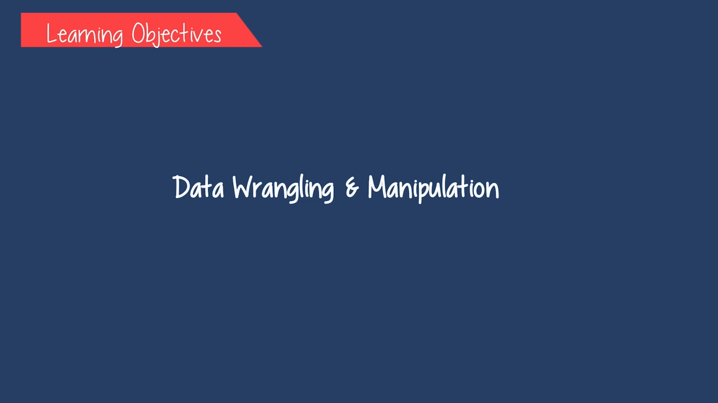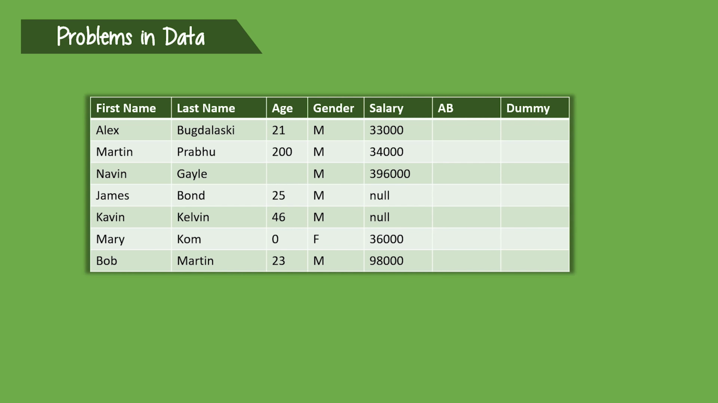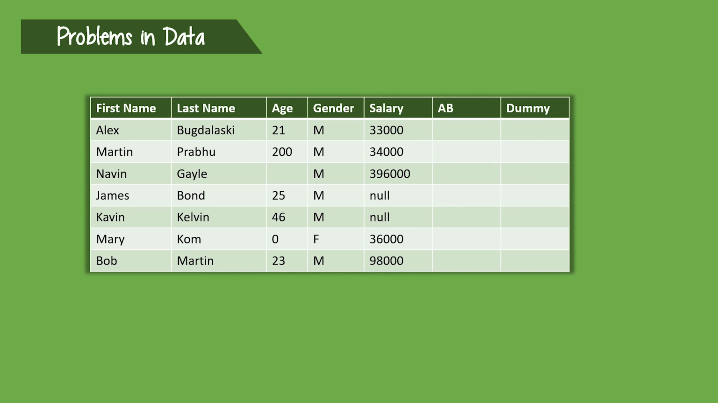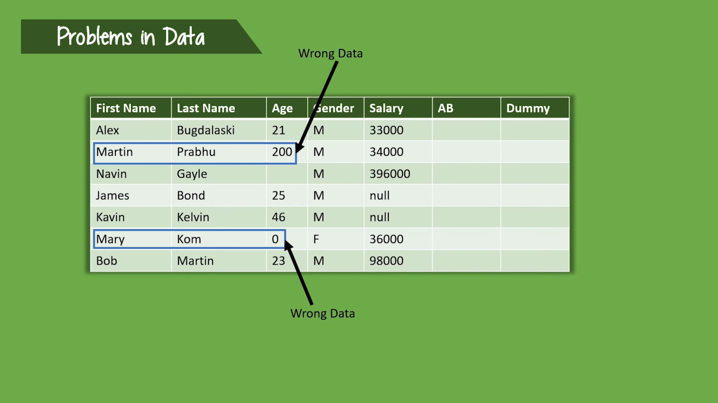Learning objectives. In this tutorial, we will learn data wrangling and manipulation. Before we understand what is data wrangling and manipulation, let's first understand various problems in data. Please analyze this data. Employee table here has columns such as first name, last name, age, gender, salary, AB, and dummy column. When you closely look at this data, you will be visually able to analyze certain problems in data.